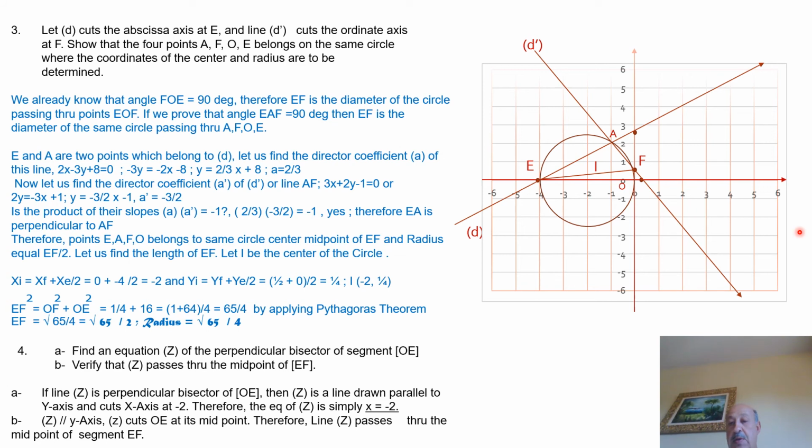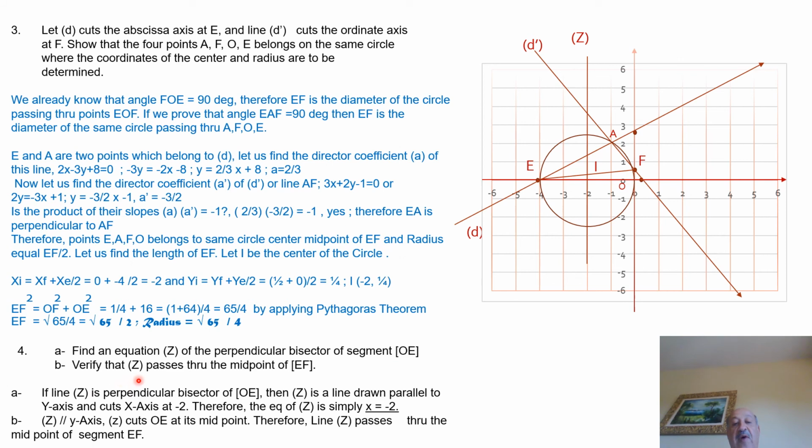Let's draw it. Okay, this is line Z. Line Z is here. You notice that Z is perpendicular to OF, and the y-axis is also perpendicular to OF. So Z and the y-axis are parallel. So the equation of Z is simply x equals minus 2. Good.